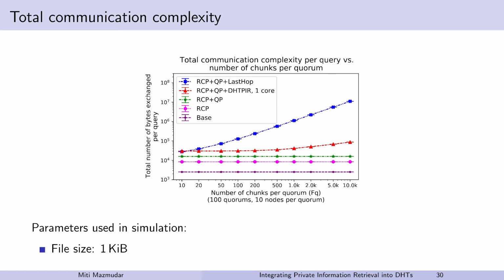In the DHTPIR simulation for our chosen Byzantine-robust IT-PIR scheme, the PIR requests and responses are the size of the square root of the database. The client communicates with all of the S nodes in the target quorum twice, once for each PIR request and once for the PIR response. So we have a total communication complexity of 2S times the square root of D. Given that the quorum size is kept constant, we can see that the DHTPIR total communication complexity, which here is shown in the red dashed lines, scales with the square root of the number of files per quorum as expected.